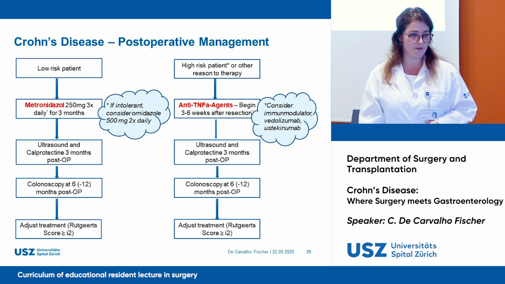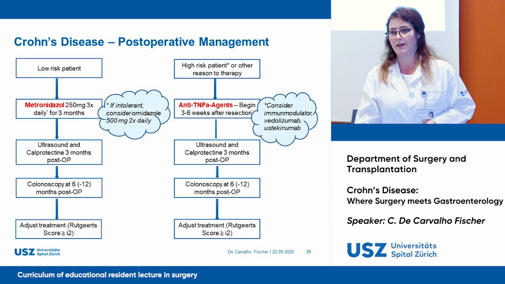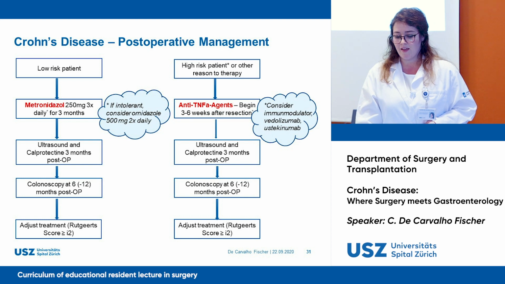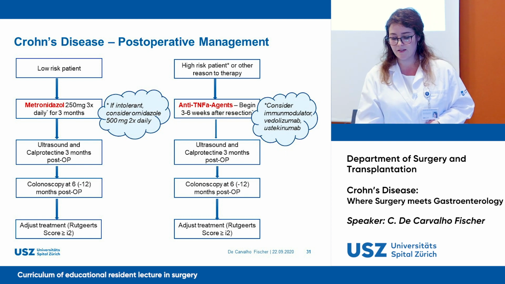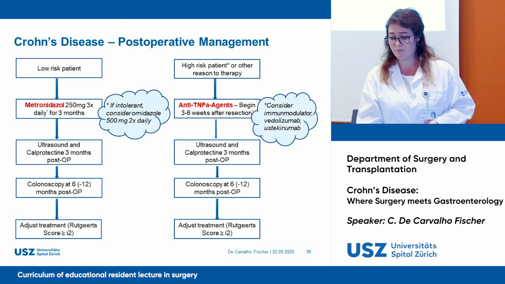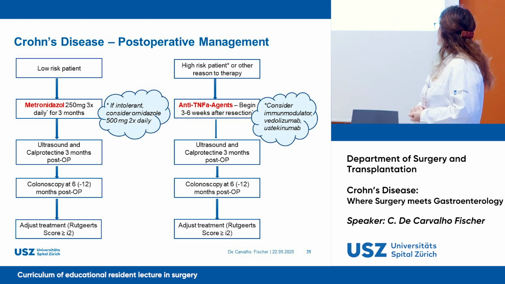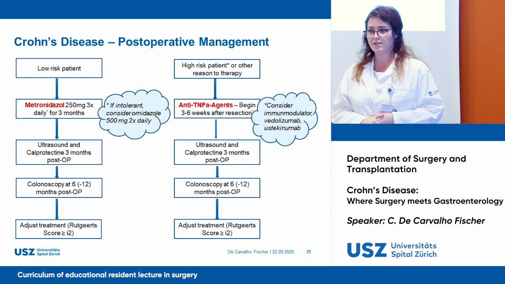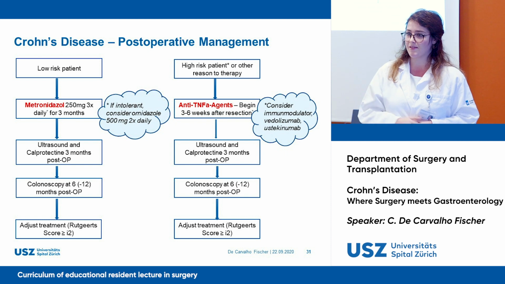And here at the University Hospital of Zurich, we perform an ultrasound and calprotectin at 3 months to identify early recurrence. If there is no indication for early recurrence in the ultrasound and calprotectin, we go on to a colonoscopy at 6 to 12 months. And depending on the results, treatment is adapted. For a high-risk patient, they will be started on anti-TNF-alpha agents beginning 3 to 6 weeks after resection. Immunomodulators, vedolizumab and ustekinumab can also be considered in combination or on their own. And then the rest of the path is similar.